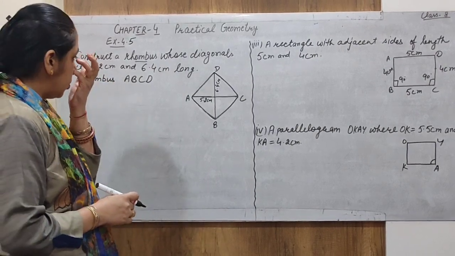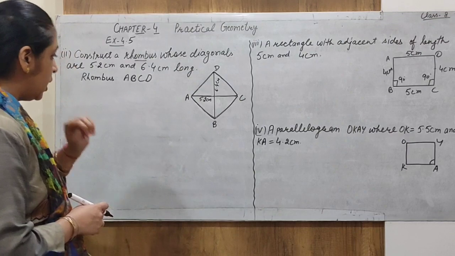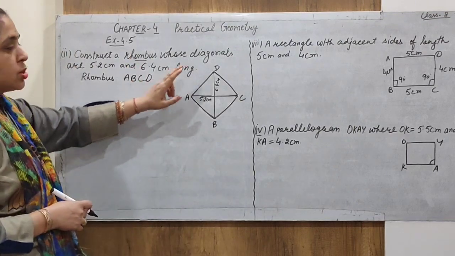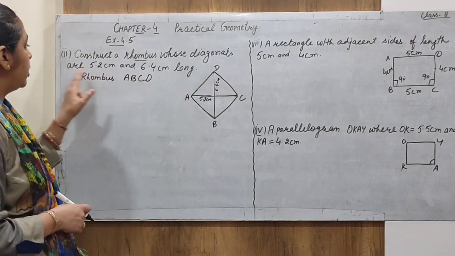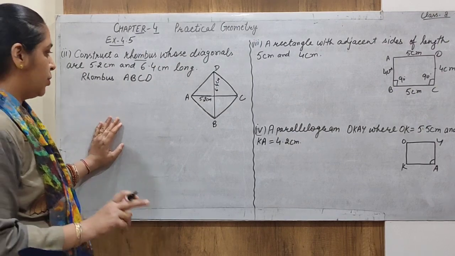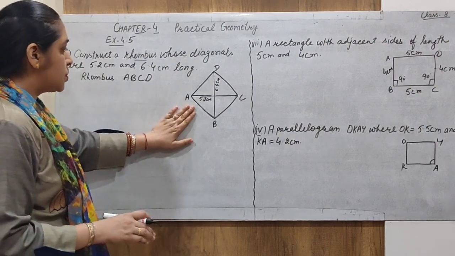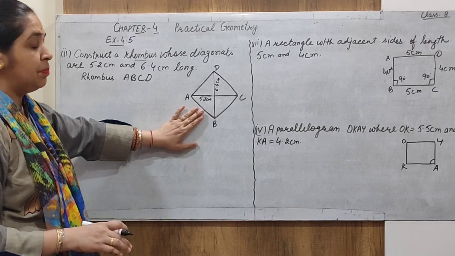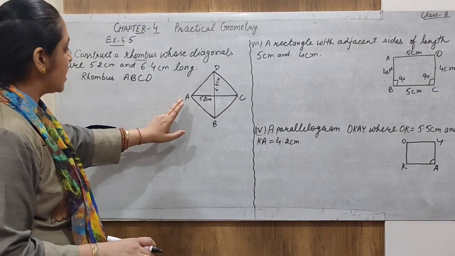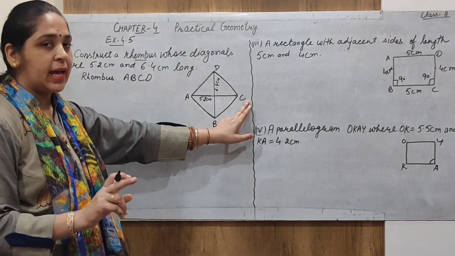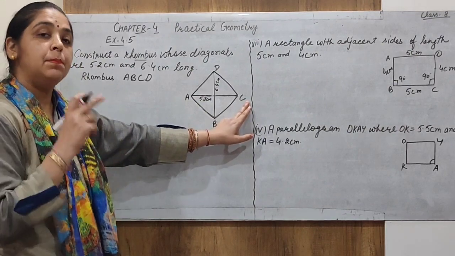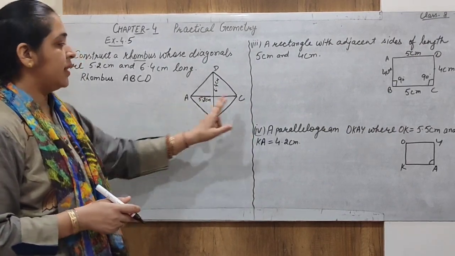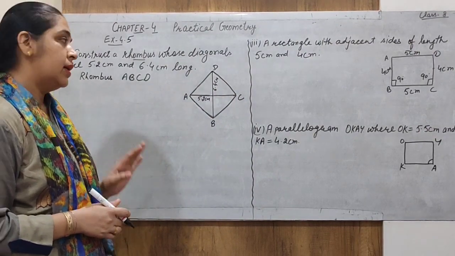Now how can we draw a rhombus ABCD? With the use of the diagonals, not with the use of the sides. When we try to draw a quadrilateral or a rhombus with the help of diagonals, first we select any one diagonal as the base. Only then can we draw the other diagonal.